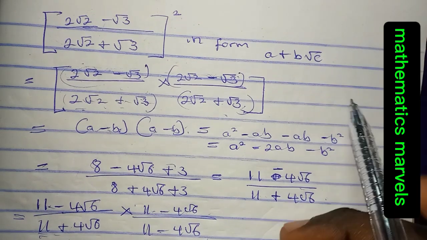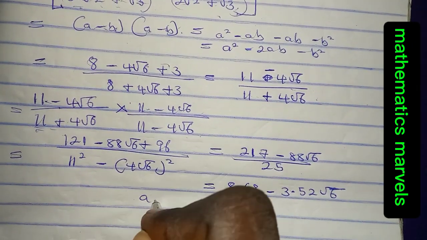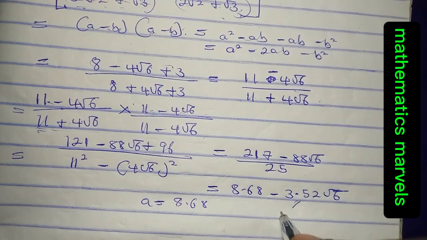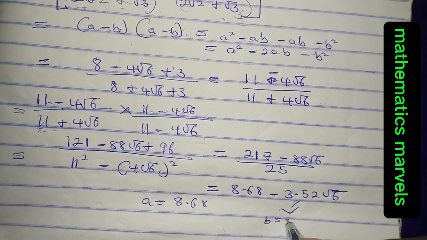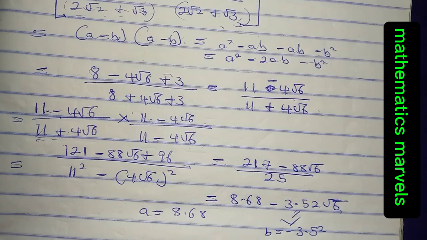Don't forget what the question said. Therefore, A is equal to 8.68, B is equal to minus 3.52, and C is equal to 6.